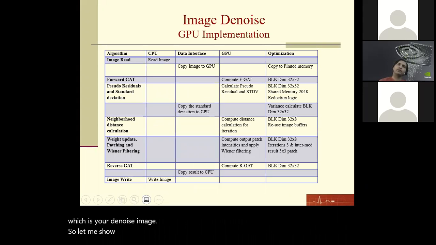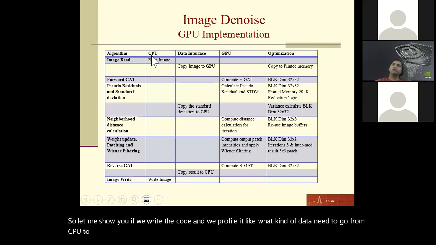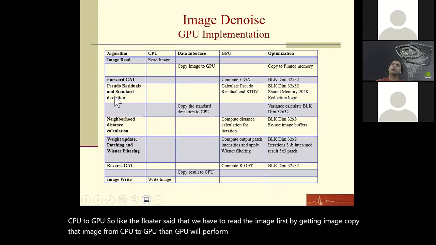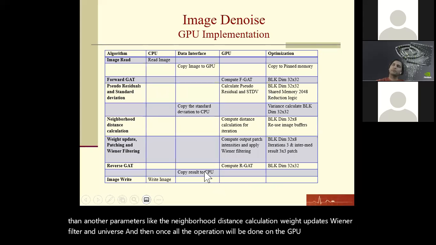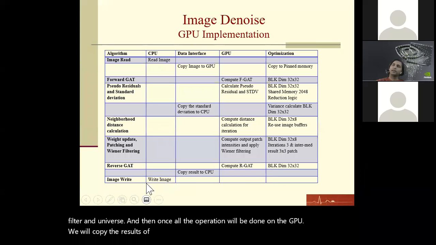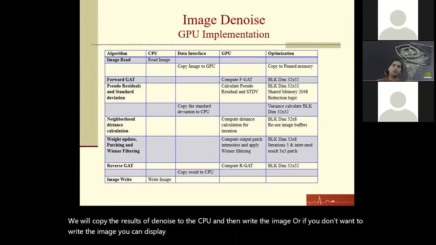Let me show you, if we write the code and profile it, what kind of data needs to go from CPU to GPU. The flowchart says we have to read the image first, then copy that image from CPU to GPU. The GPU then performs the forward GAT, the pseudo residue, the neighborhood distance calculation, weight updates, linear filter, and inverse. Once all the operations are done on the GPU, we copy the denoised result to the CPU and then write the image. Or, if you don't want to write it, you can display the image on your console or wherever you want.